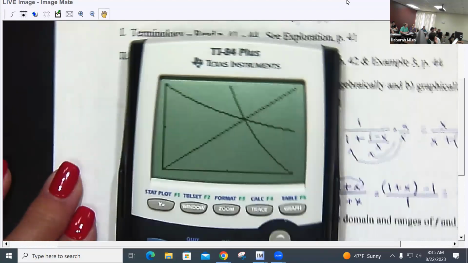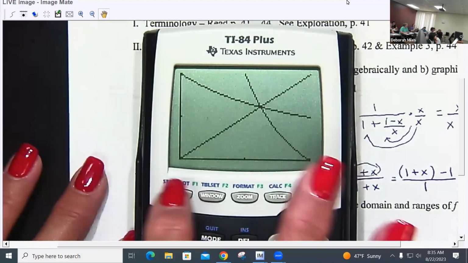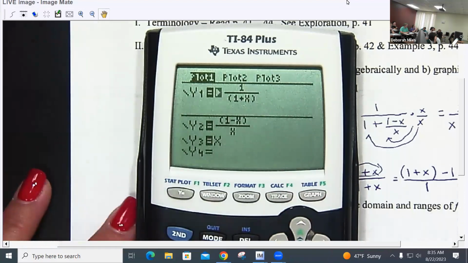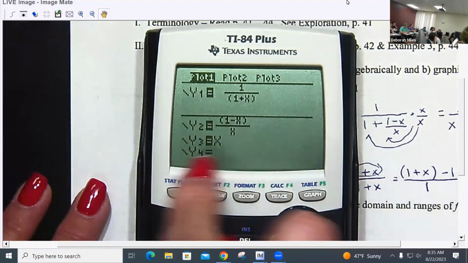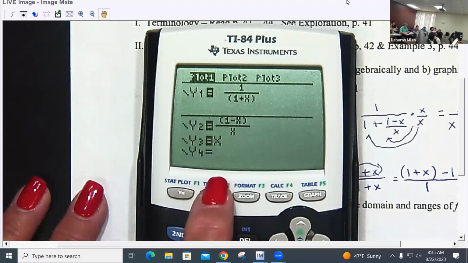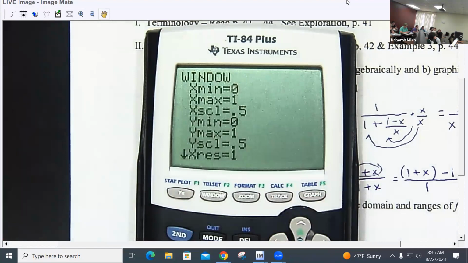Okay, let me show you. What Isaiah did was type y equals and type in those three functions, f of x, g of x, and y equals x. And then this second button is window. That's where you say, I want my x's to go from 0 to 1, counting by half, and I want my y's to go from 0 to 1, counting by a half. That's what that is. You don't really have to worry about that.